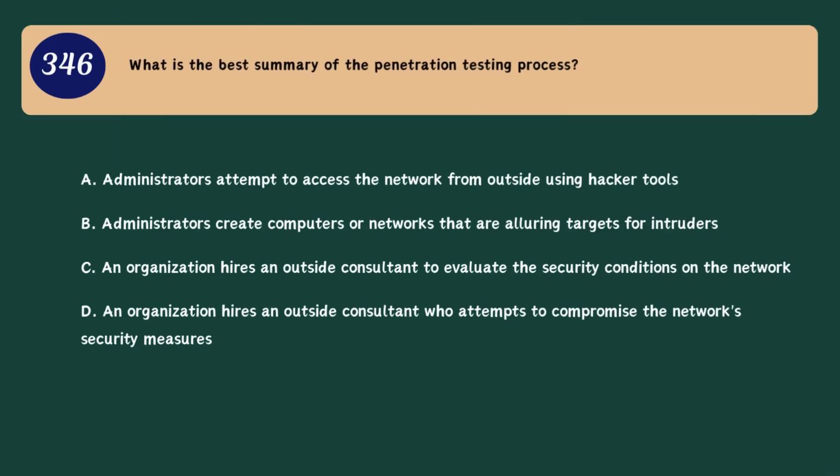Question 346. What is the best summary of the penetration testing process? A. Administrators attempt to access the network from outside using hacker tools. B. Administrators create computers or networks that are alluring targets for intruders. C. An organization hires an outside consultant to evaluate the security conditions on the network. D. An organization hires an outside consultant who attempts to compromise the network's security measures.